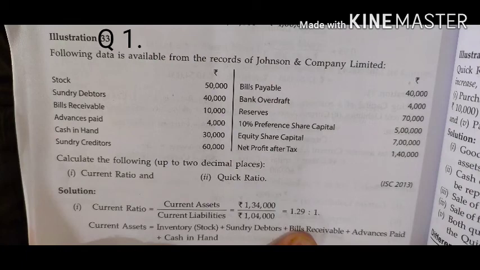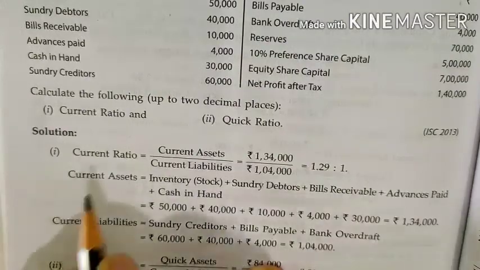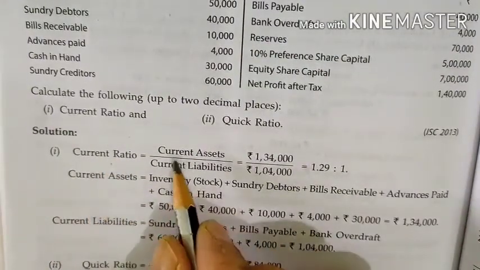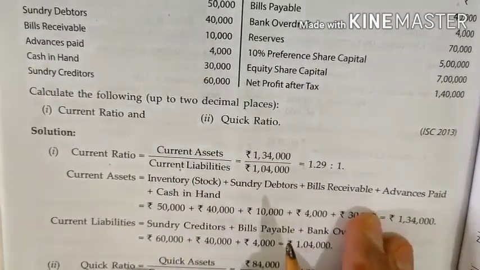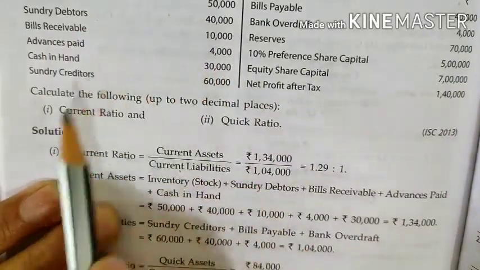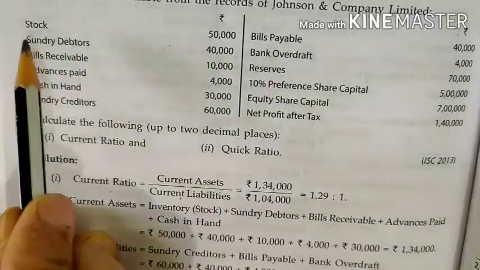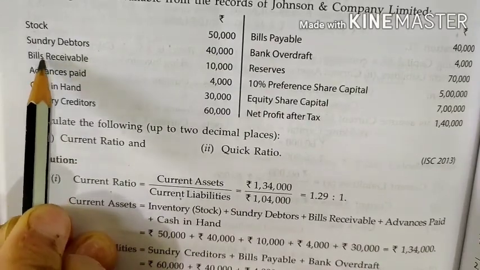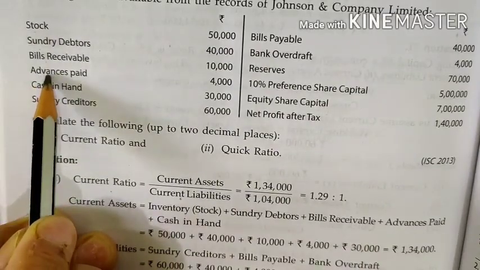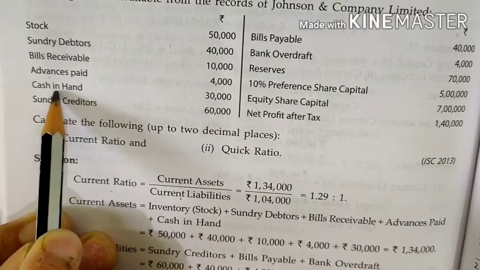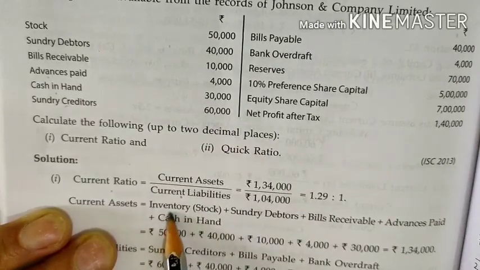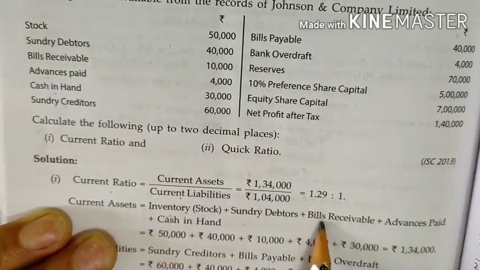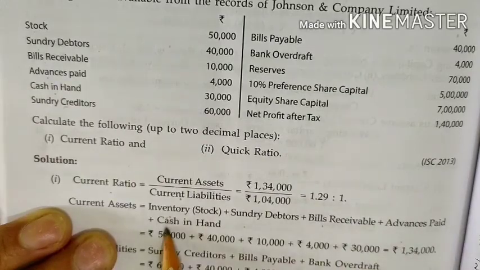Question number 1. Here you are asked to calculate current ratio and quick ratio. So here we need to find out the current ratio, and we have the formula current assets by current liabilities. Now let's find out what are the current assets. Here the list of assets and liabilities is given to you. Your current assets are stock, sundry debtors, bills receivable, advance paid, cash in hand, and all the others are liabilities. So here you have current assets: inventory, sundry debtors, bills receivable, advance paid, cash in hand.